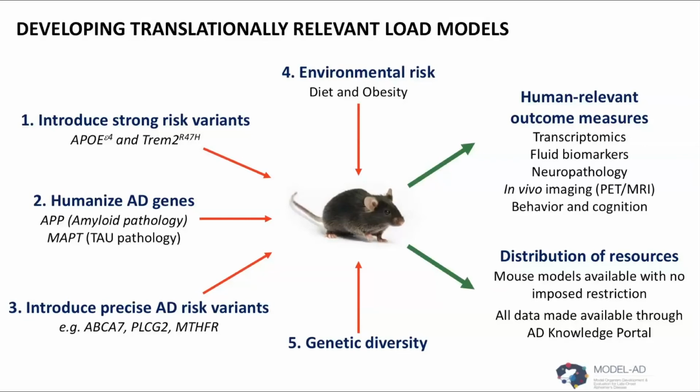And then to think about the human relevant outcome measures, such as I've mentioned, transcriptomics, fluid biomarkers, neuropathology, in vivo imaging by PET, MRI, and also behavior and cognition, but really focusing on those that are most translatable right now, particularly transcriptomics, fluid biomarkers, and in vivo imaging. And then, of course, to distribute the resources as quickly and as efficiently as we can through JAX Mice, with mouse models available with no imposed restriction, and also all the data made available through the knowledge portal.